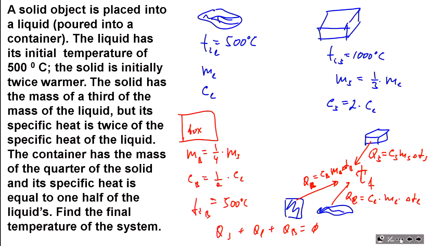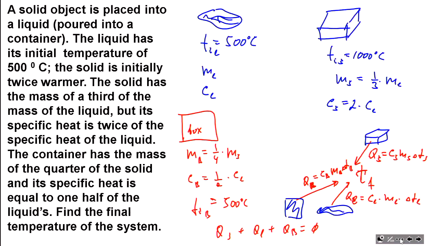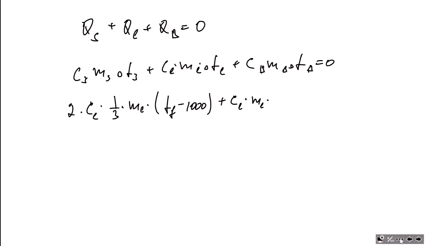So the solid object has specific heat twice that of the liquid and mass 1/3 of that. So twice the specific heat of the liquid, 1/3 times the mass of the liquid, times final temperature minus 1000, plus, well, I keep all variables for the liquid the same, and now it should be the same final temperature minus 500, plus, what do we know about the box?